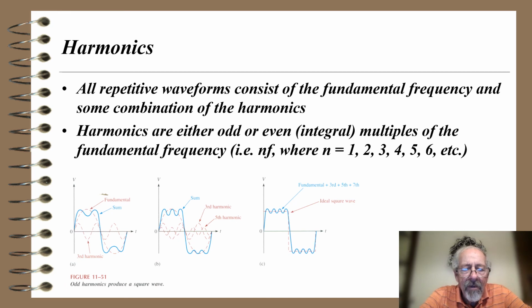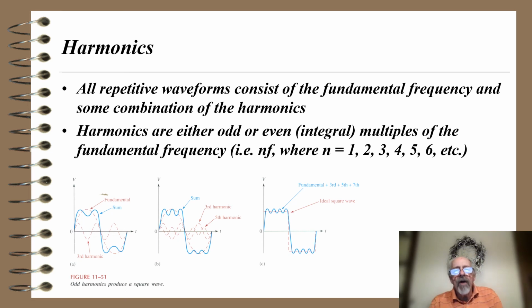But then in B they show the fundamental, the third and fifth harmonic. By the way, the fifth harmonic would have an amplitude of 1/5 of the fundamental. And notice now the sum, we have a more squared-up looking wave. To the right of that in C, we have the fundamental plus the third plus the fifth plus the seventh harmonic, and we're getting closer to an ideal square wave.